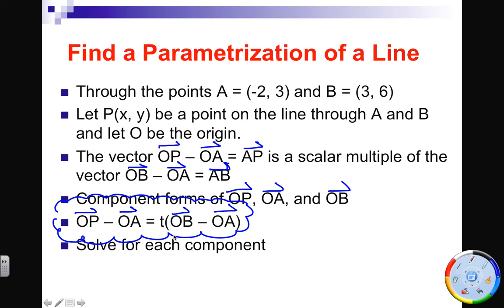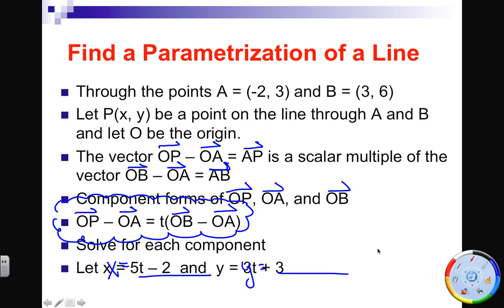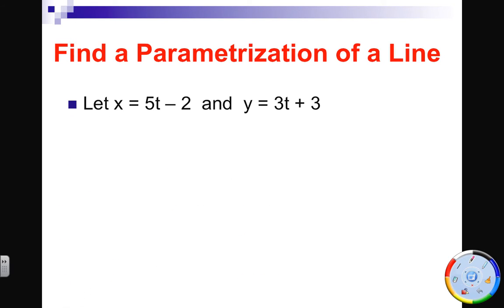And we're going to solve for each component, which means we're going to solve for x and for y, because we need some function with t and some function with t so we can look at it as parametric mode. All right, so I have my example on my next page here.